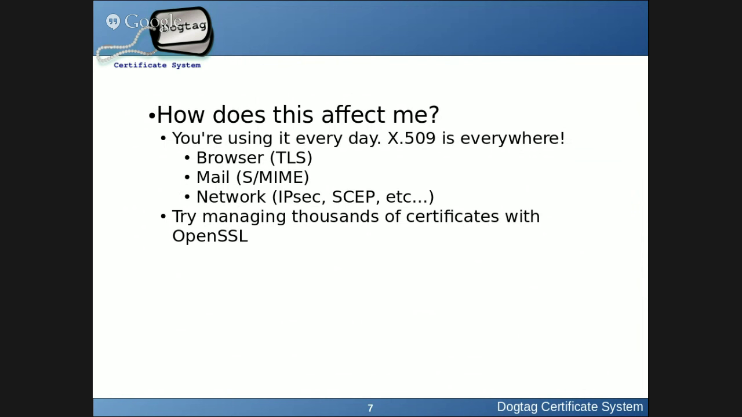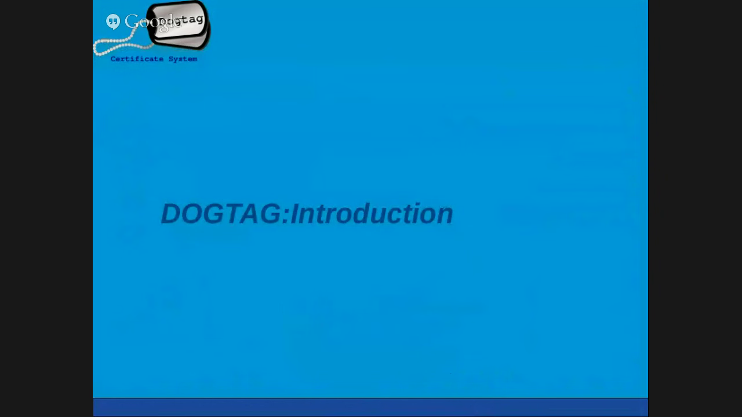So how does this affect me? You're using it every day, right? You're using certificates and keys every day. Things like X509, it's everywhere, right? You have your browser SSL sessions. There are certificates there that need to be managed to encrypt those tunnels. VPNs, mail, S/MIME, things like that. And on your network stack, if you're using IPsec, those are encrypted tunnels, encrypted connections. Everything needs a certificate and/or a key, right? How do you manage that? As I said earlier, try managing thousands of these certs that you need using OpenSSL. It's simply not tenable. Encrypt all the things.